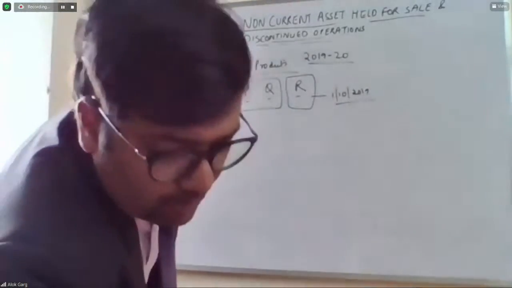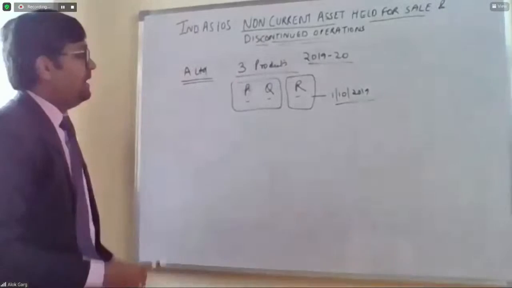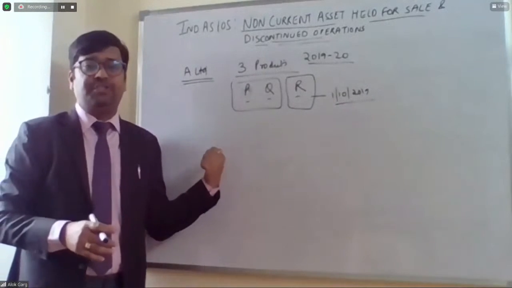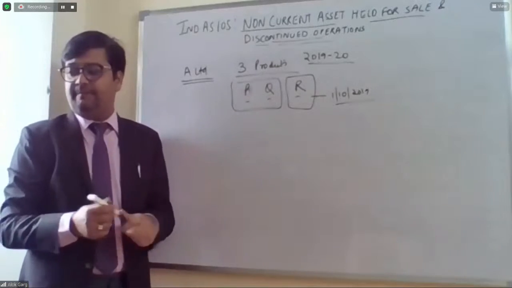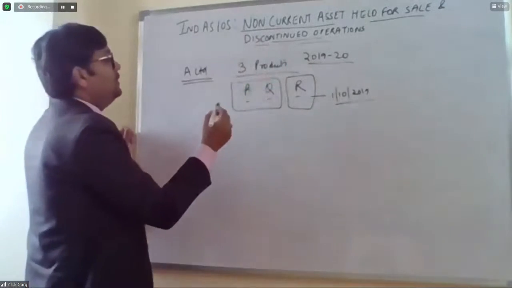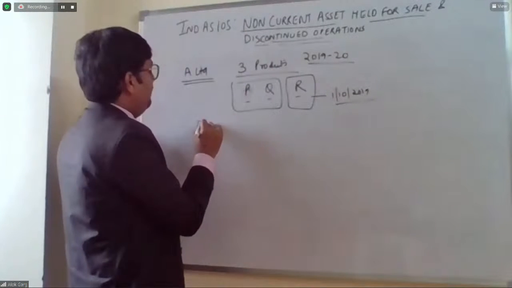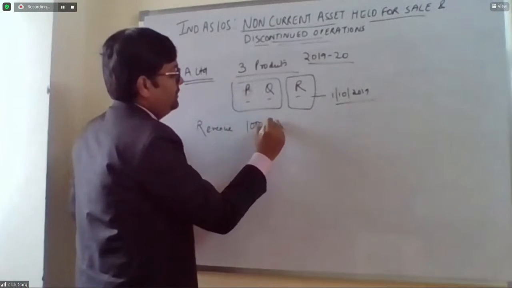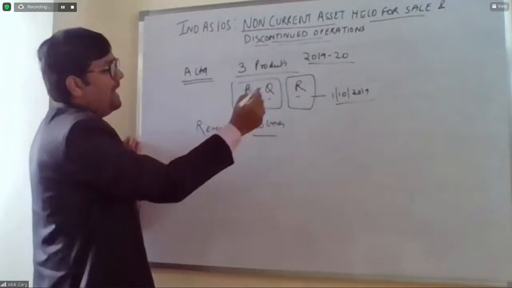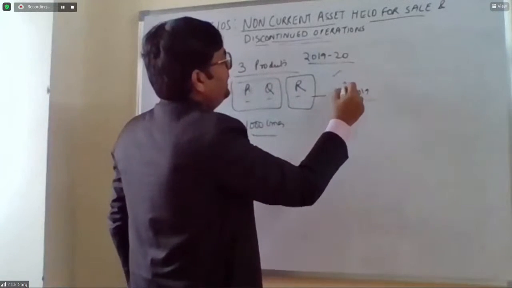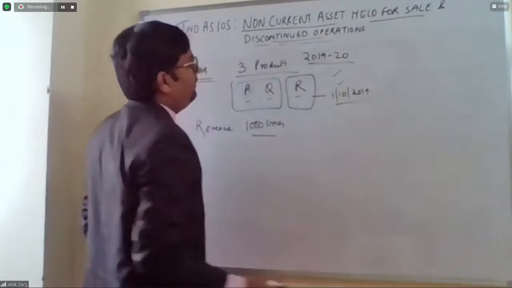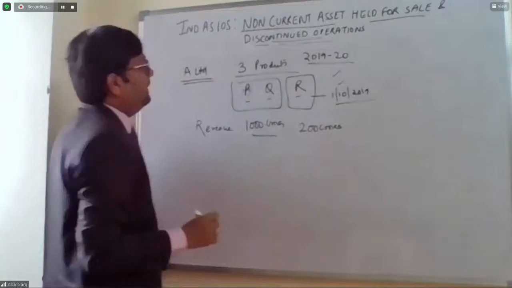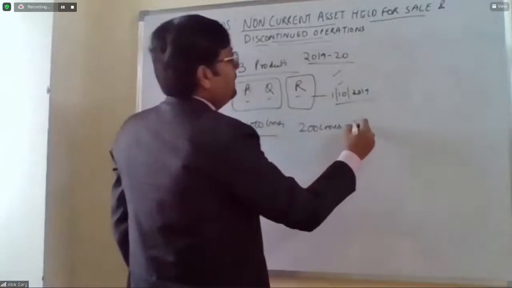So this is an important component, and hence the numbers are there for reporting purposes. Management is already reviewing the financial position, performance, and cash flows. For example, the revenue from continuing operations, the revenue from P and Q, is 1000 crores. And the revenue from 1st April 2019 to 30th September 2019 is, let's say, 200 crores. The total revenue of the company for the year 19-20 is 1200 crores.